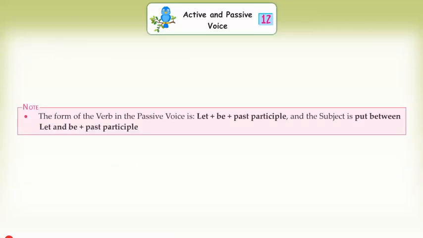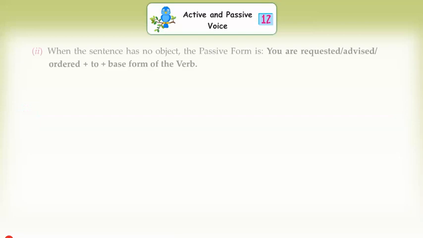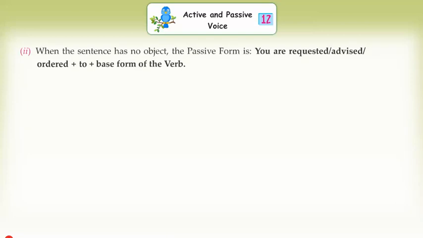Note: the form of the verb in the passive voice is let plus be plus past participle, and the subject is put between let and be plus past participle. 2. When the sentence has no subject, the passive voice is you are requested, advised, ordered plus to plus base form of the verb. Look at the following sentences.